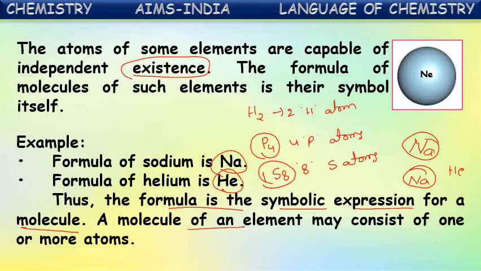A molecule of an element may consist of one or more atoms. See here, sodium has only one atom, it is a molecule and that is its formula. Sulfur, you take, it has 8 atoms in it, it is also one molecule of sulfur and that is its molecular formula. So a molecule of an element may consist of one or more atoms.